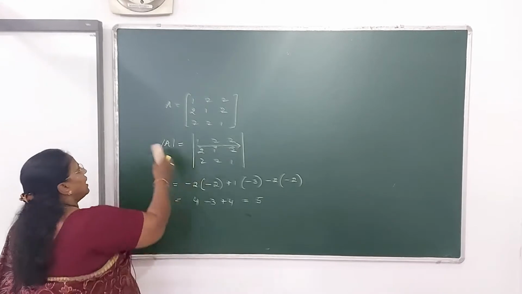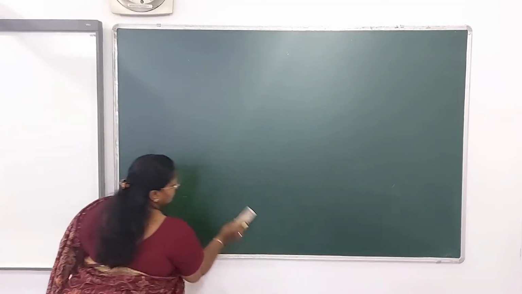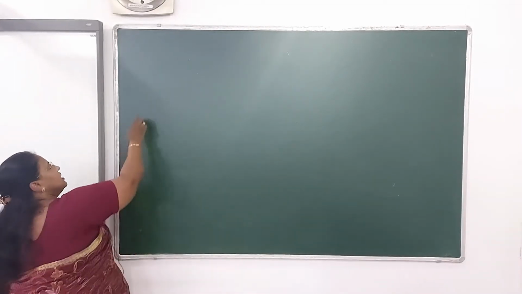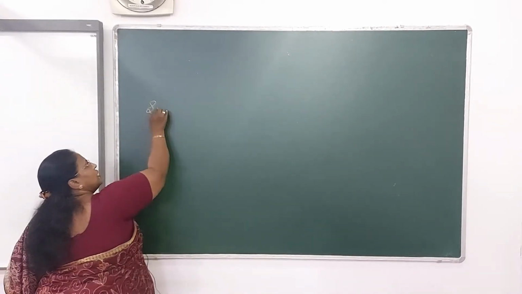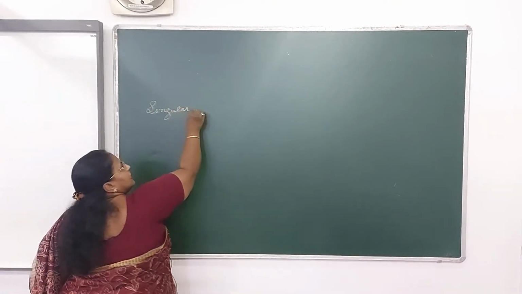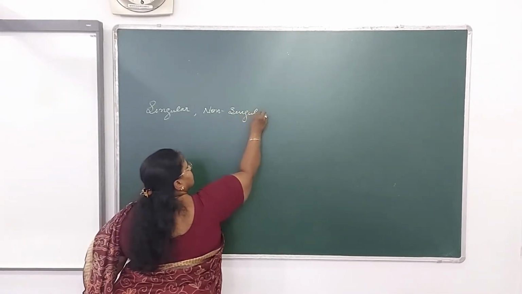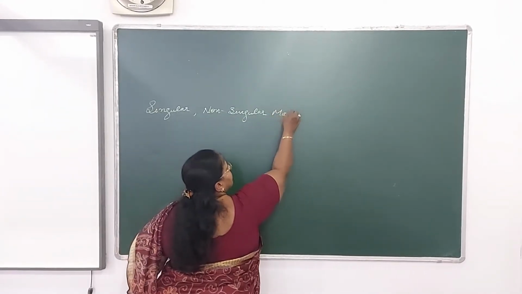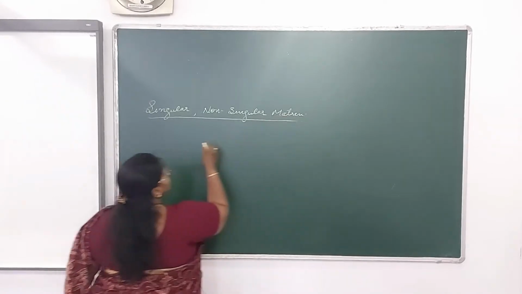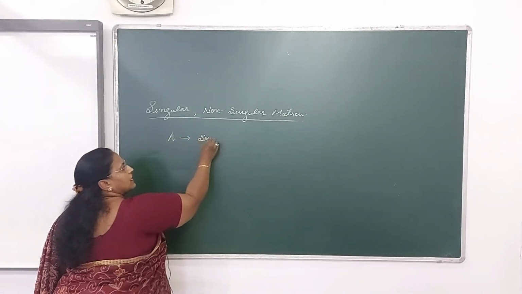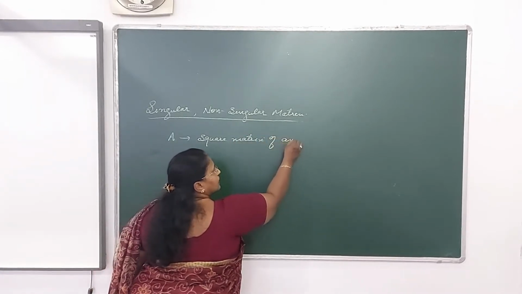Okay. So now the next is a very important matrix, that is singular and non-singular matrix. Very important term, singular and non-singular matrix. Let A be a square matrix of any order.